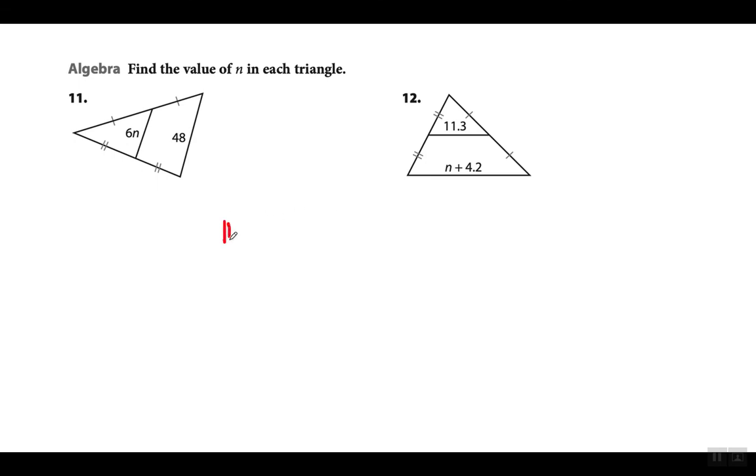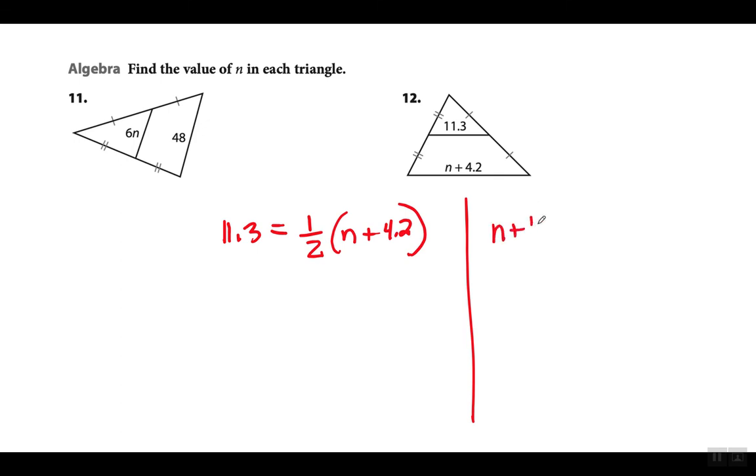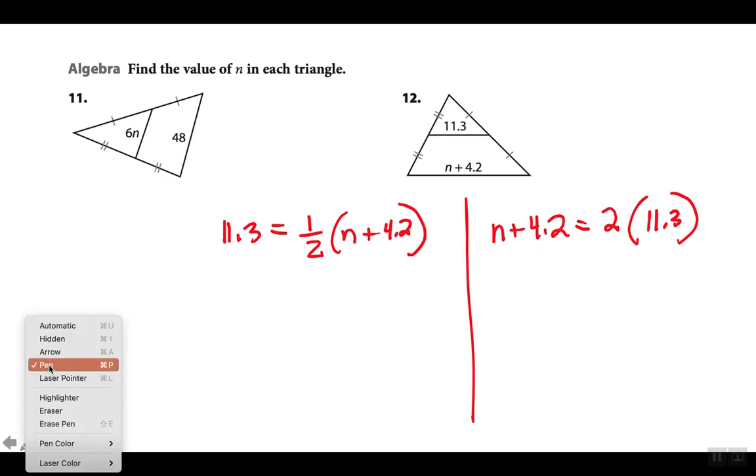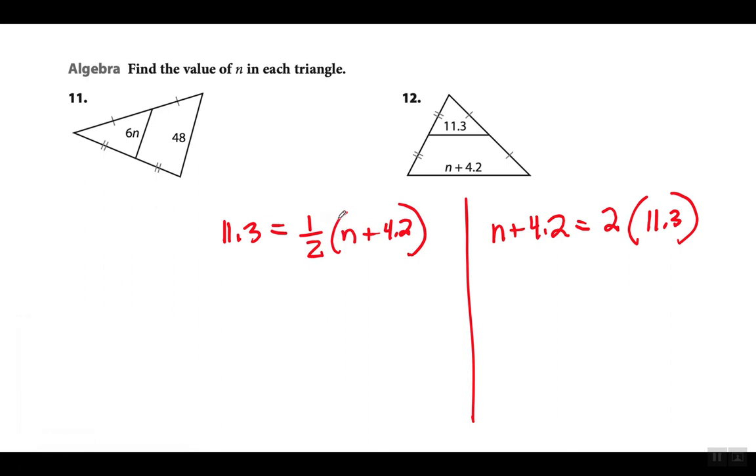All right, so I could write 11.3 equals half of n plus 4.2. Or I could write n plus 4.2 equals 2 times 11.3. Okay? Now look, let me give you a little technique. I've said it before, to use with that fraction that makes it a lot easier. You could do the distributive property if you want, but that's going to make it more complicated.